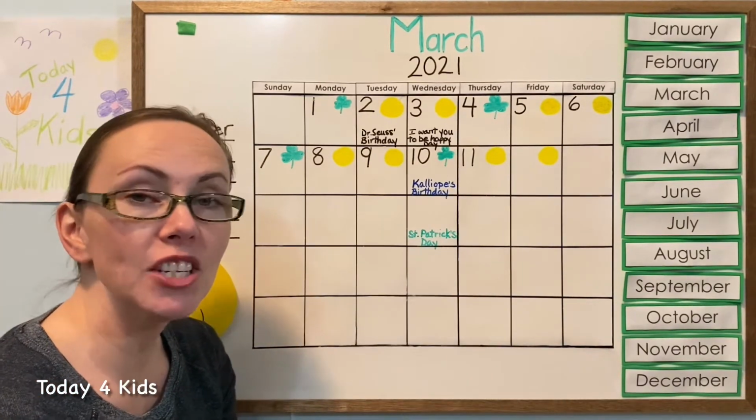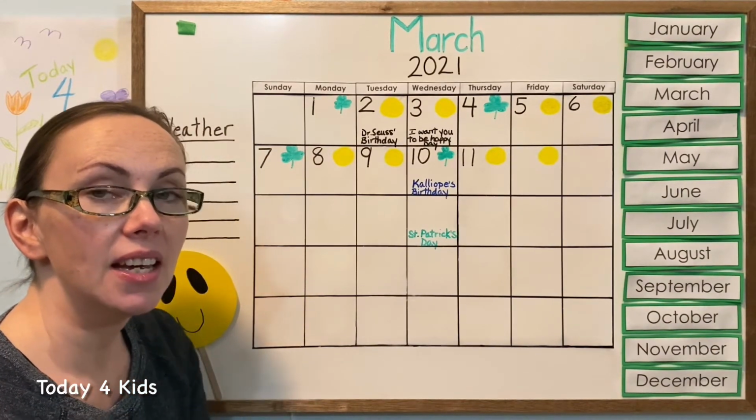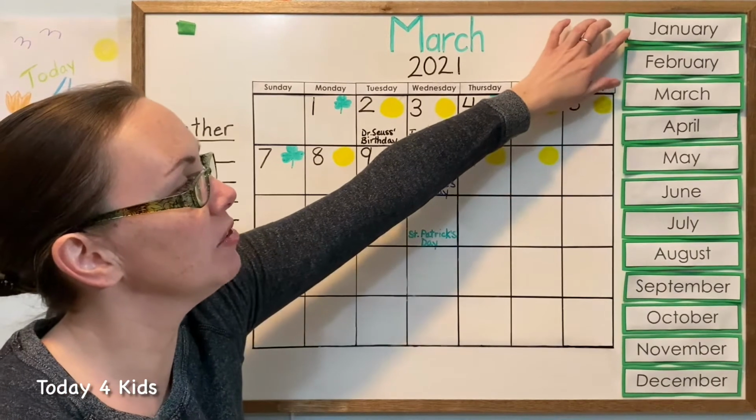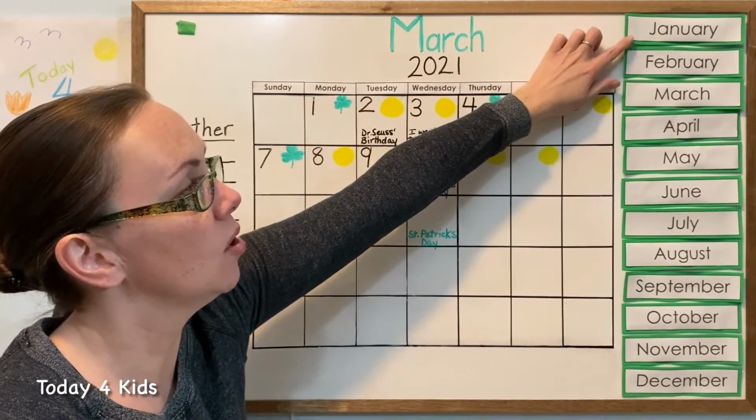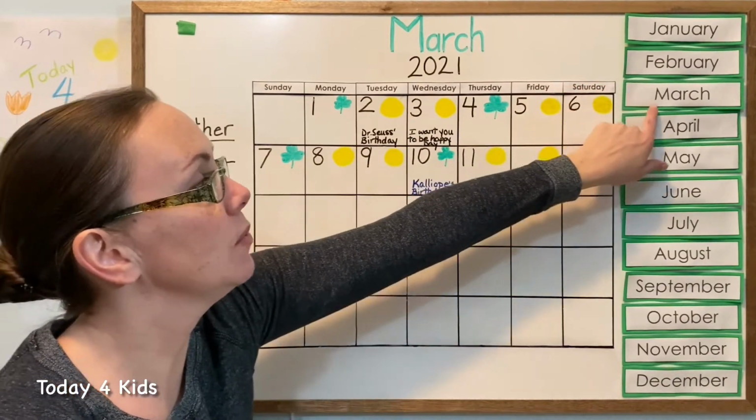Good job. And do you remember what month it is right now? I'll give you a hint. It's the 3rd month. If we go to the top of our months at the top of the year and count 3 months, 1, 2, 3. That tells us which month we're in. And we are in March.